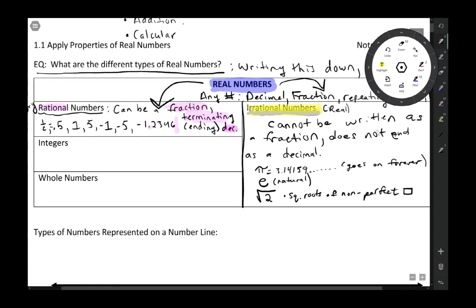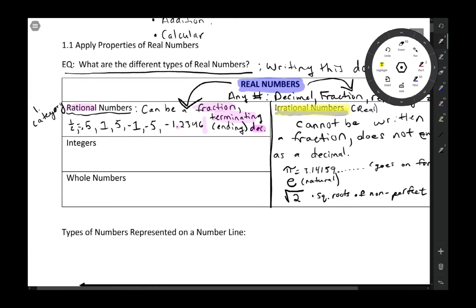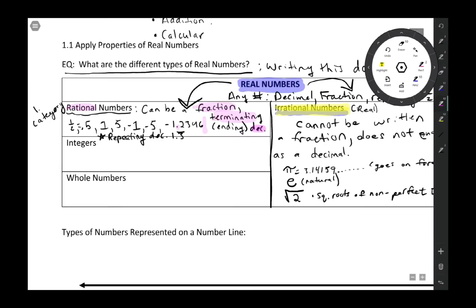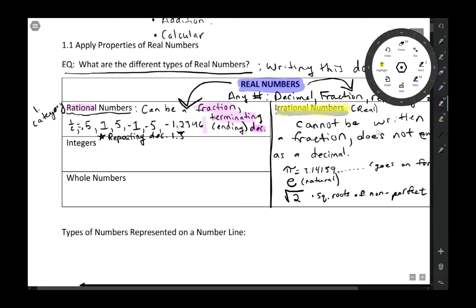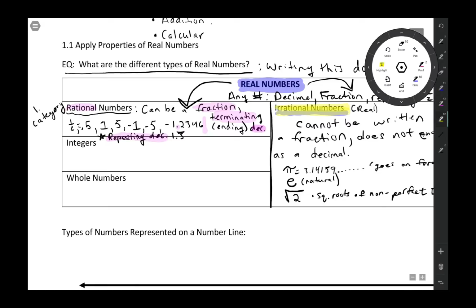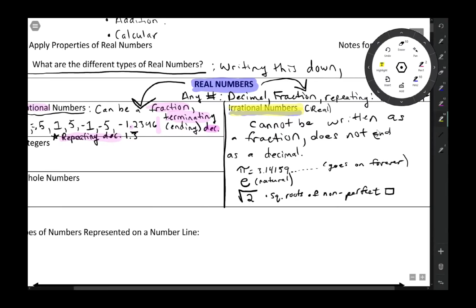Now, one note over here for rational numbers, again, I forgot to mention. Repeating decimals are rational. Okay, things like 1.3 repeating, because they can be, again, written as a fraction. So rational numbers: fraction, terminating decimal, repeating decimal. Okay, those three things. Irrational just means that it cannot be written as a fraction.